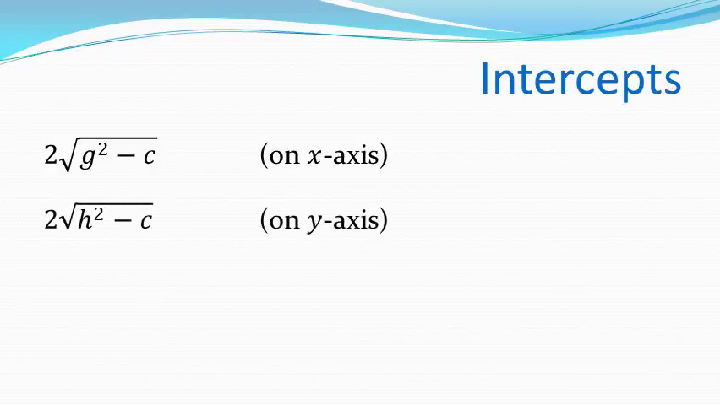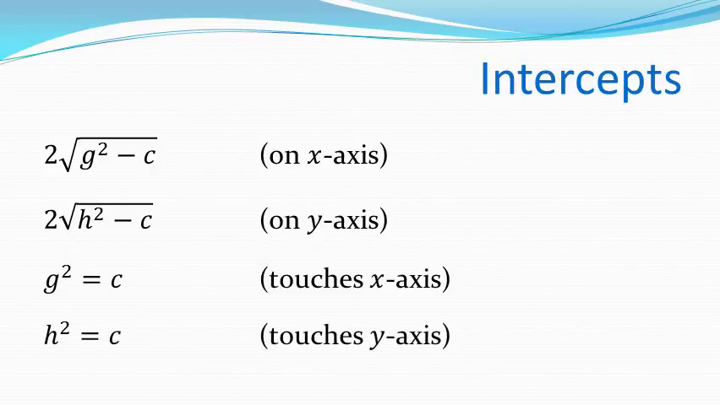The intercepts that a circle makes on the two axes also have formulae. So this is the formula for the intercept made on the x-axis. Obviously g squared should be greater than or equal to c. The formula for the intercept made on the y-axis is given by 2 times the square root of h squared minus c. Now if g squared is equal to c, then the circle would touch the x-axis, and if h squared is equal to c, then the circle would touch the y-axis.